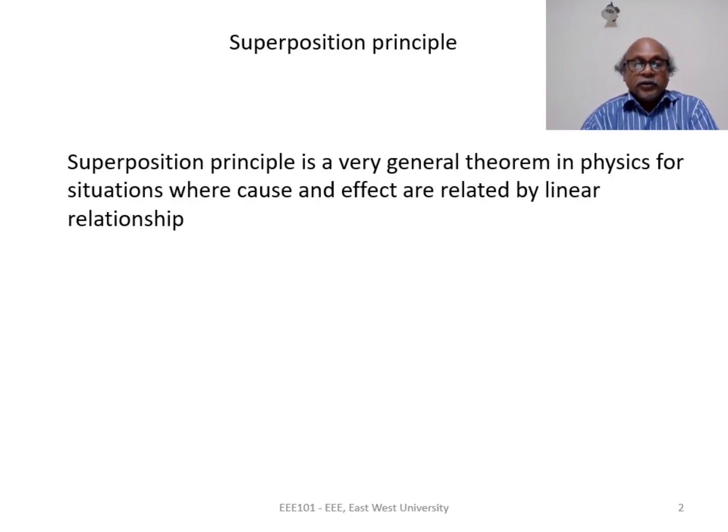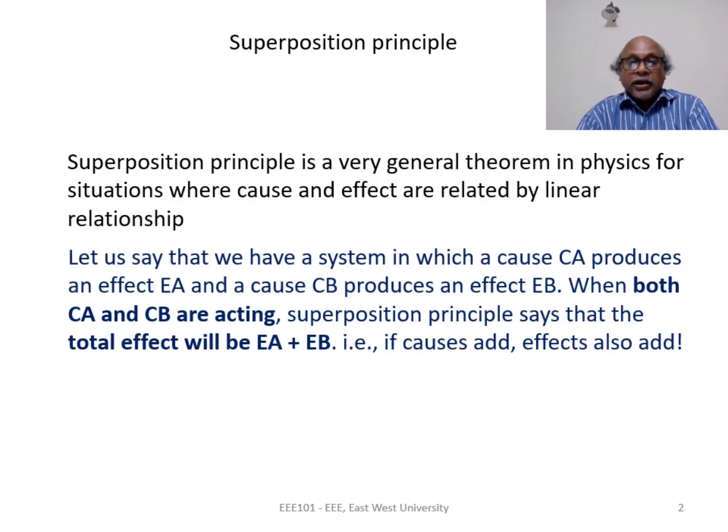Let us assume that we have a system in which a cause CA produces an effect EA and another cause CB produces an effect EB. When both causes CA and CB are acting at the same time, according to superposition principle, the total effect will be EA plus EB. That is, if causes add, effects also add in linear systems.